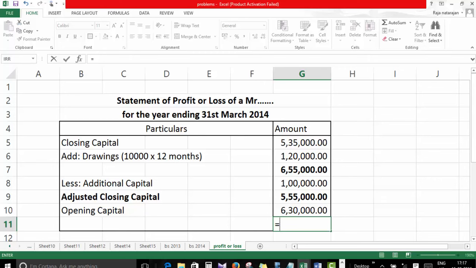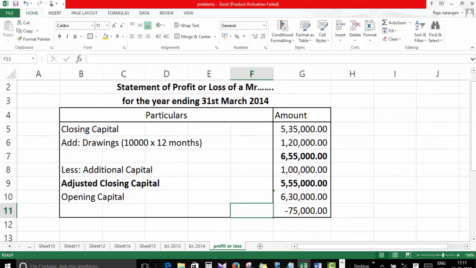That is your opening capital minus closing capital, or to show the loss with the negative sign, the minus sign, what I'll take is closing capital minus opening capital. If closing capital is greater than opening capital, it will give you a positive number, otherwise it will give you a negative number. Since closing capital is lesser than the opening capital, it will give you a negative number, and this indicates it is a loss.